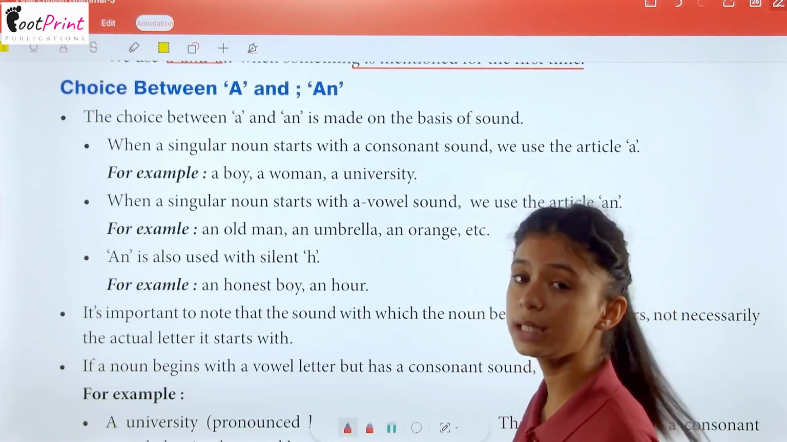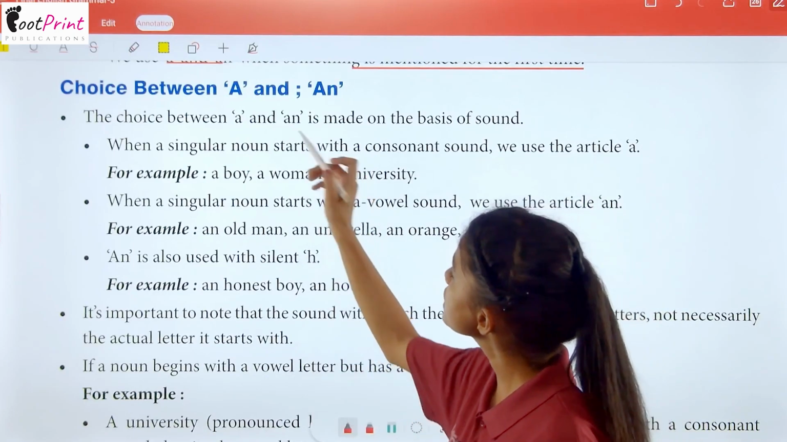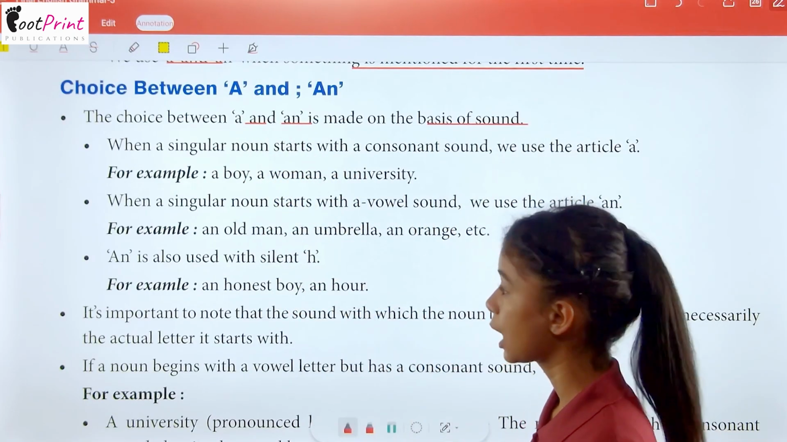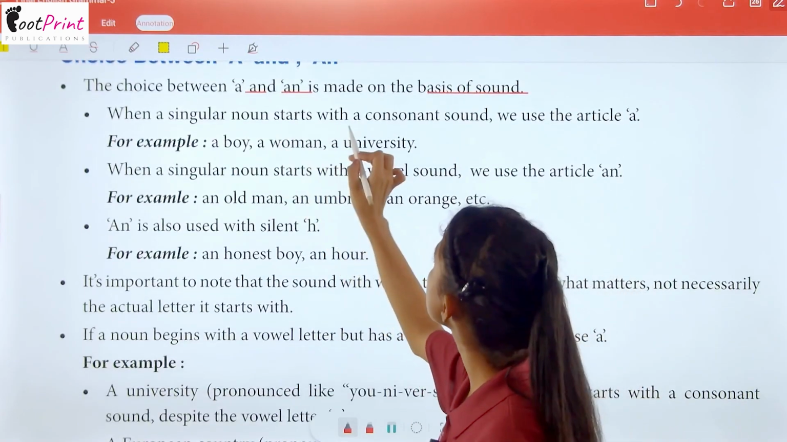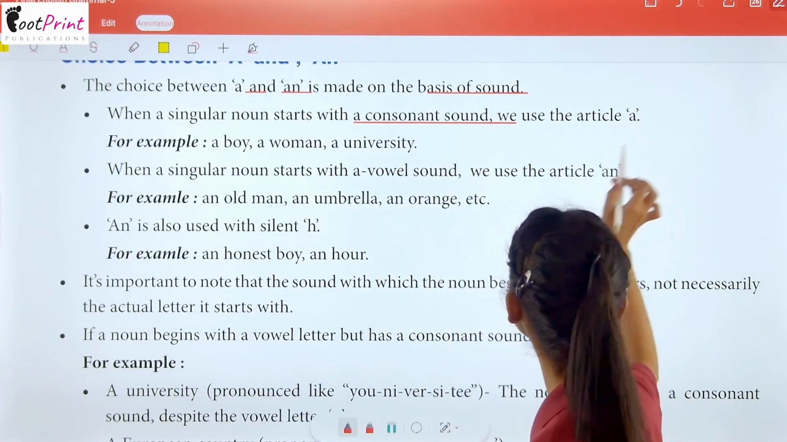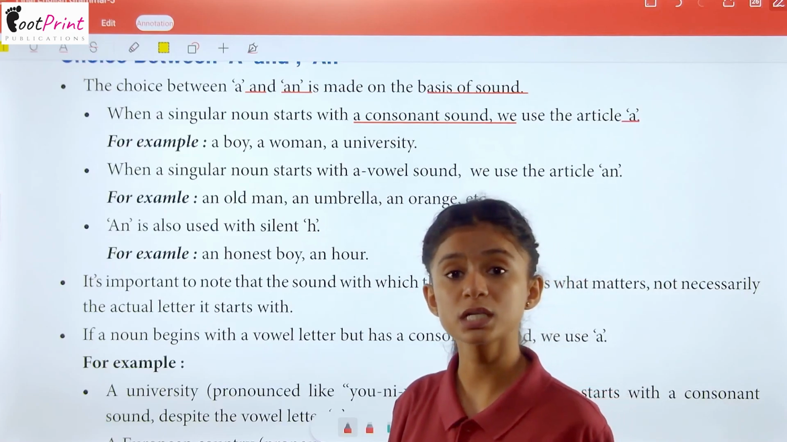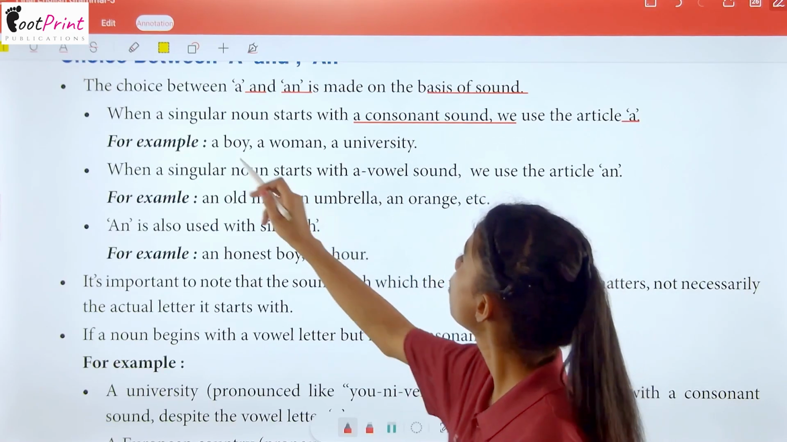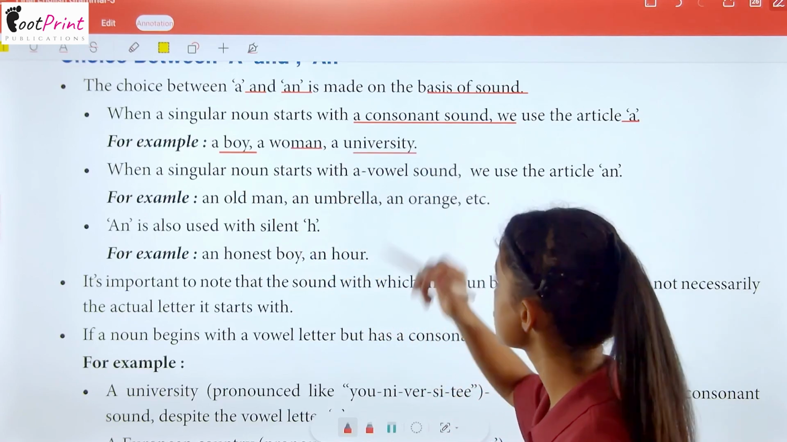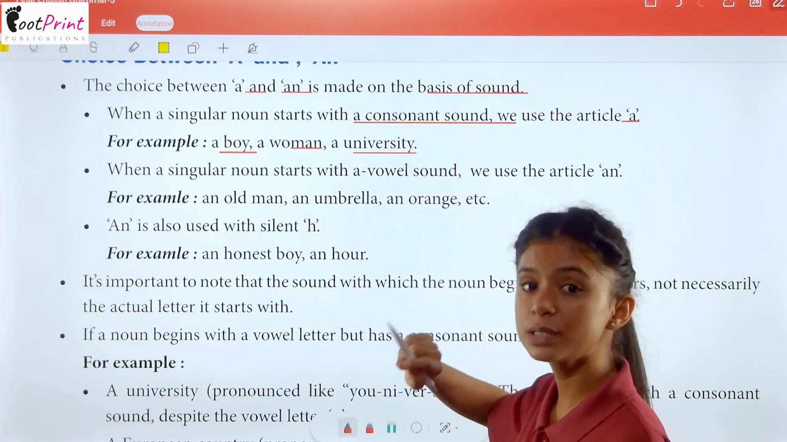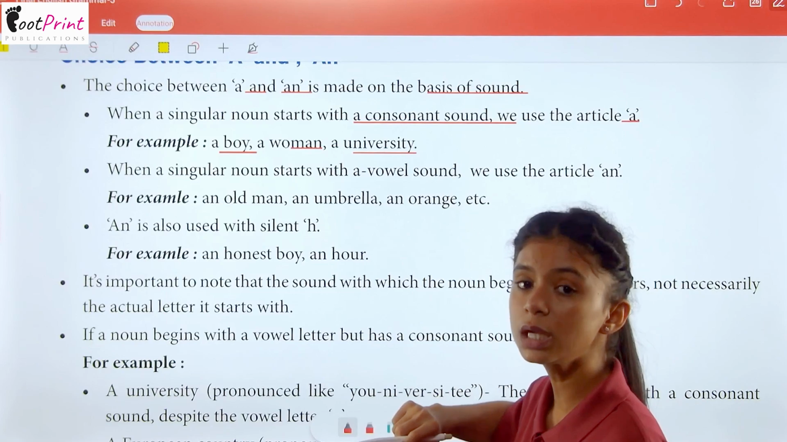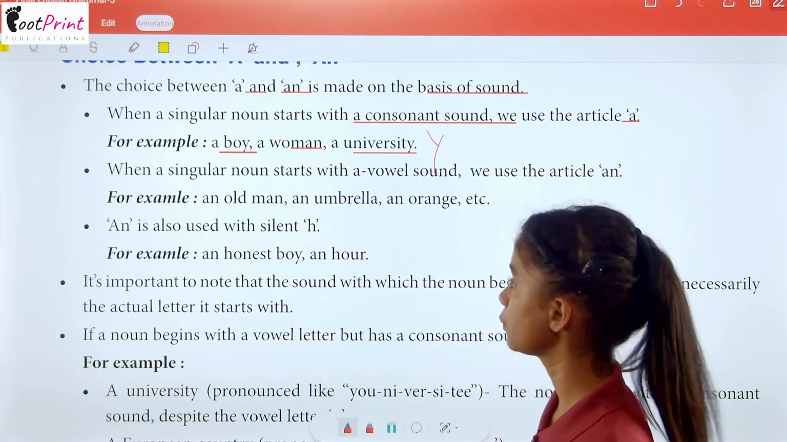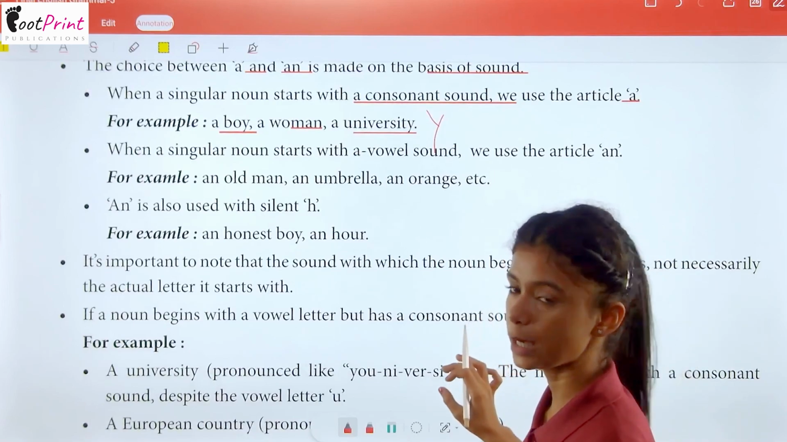Let's see the choice between a and an. The choice between a and an is made on the basis of sound. How? When a singular noun starts with a consonant sound, we use article a. For example, a boy, a woman, a university. Although university begins with the letter U, which is a vowel, still the sound is of a consonant, so we use a with it.